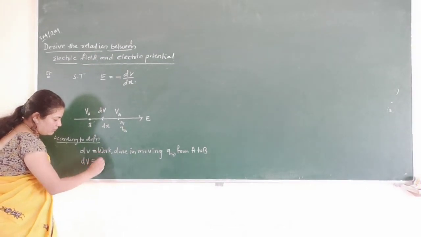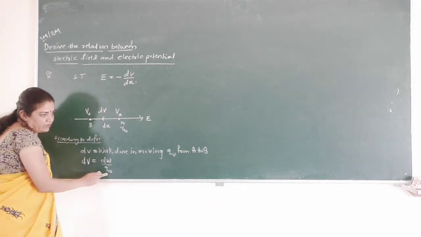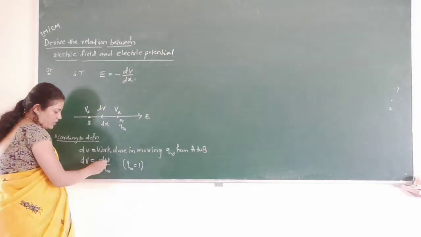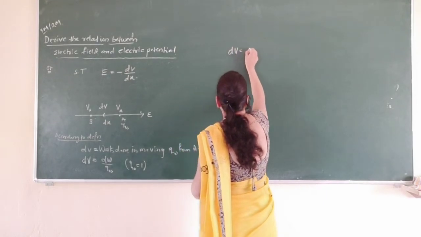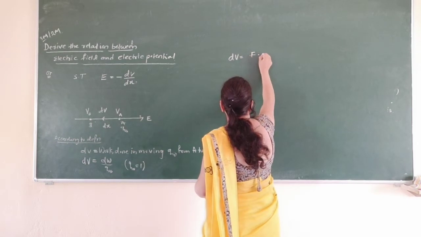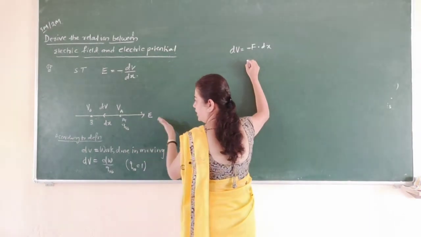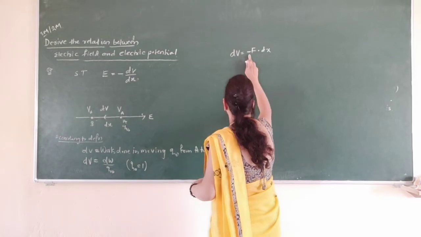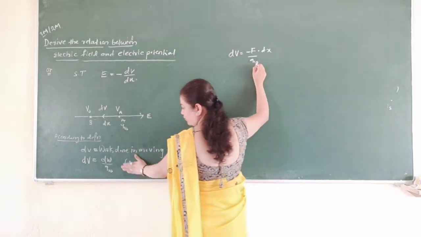dV equal to, here the work done will be dW divided by Q0. Q0 is 1, so we will neglect it. Q0 equal to 1. Therefore, dV equal to dW. But dW equal to what? Force into displacement. They are in opposite directions. So force is outward and we are displacing against the direction of electric force. So negative work done here. So divided by Q0. We are not substituting Q0 equal to 1 here, remember.